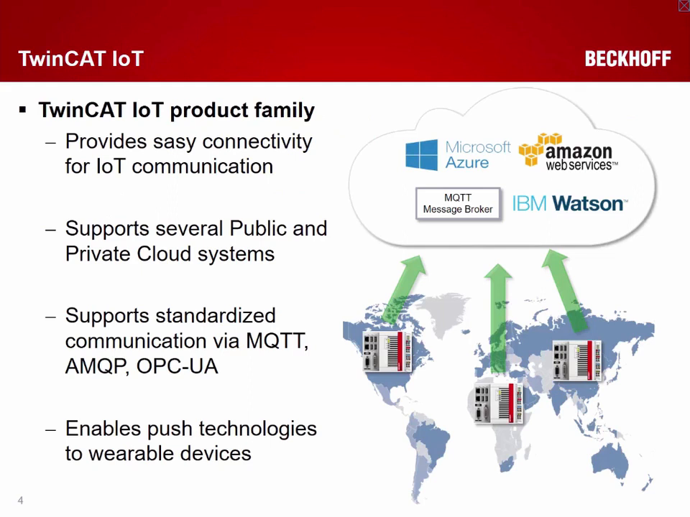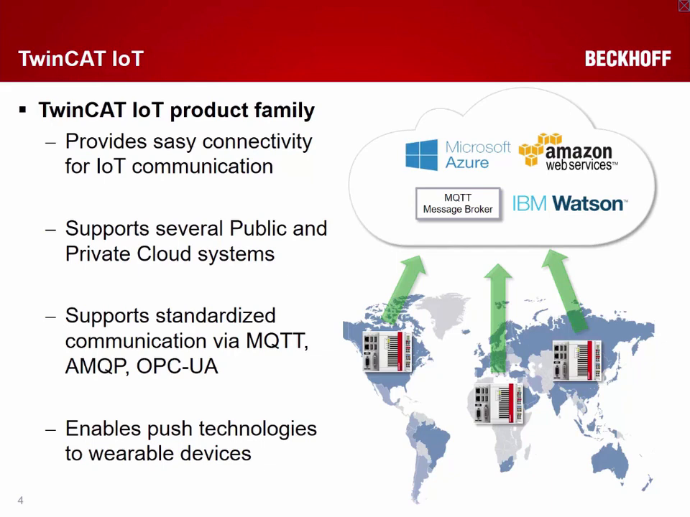So TwinCAT IoT is a product family, and TwinCAT IoT has been announced about 1.5 years ago on the SPS IPC Drives trade show. And TwinCAT IoT, first of all, provides easy connectivity for IoT communication. What does that mean? Basically, it means that TwinCAT IoT enables you to use public cloud services like Microsoft Azure, Amazon Web Services, or also IBM Watson, and many others. But you can also use your own private cloud system. Of course, there are some prerequisites for that, but I will cover that later. And you can use TwinCAT IoT to send data to one of these cloud services or receive data from one of these cloud services.